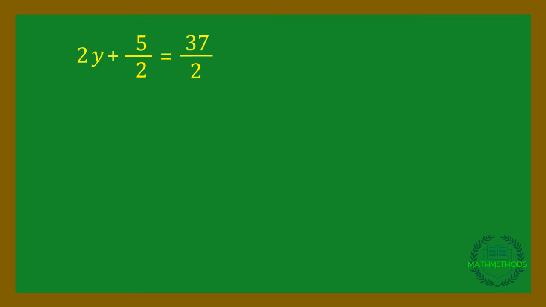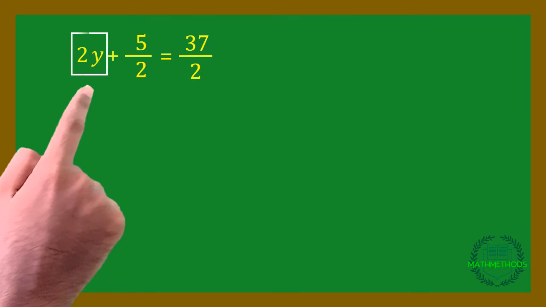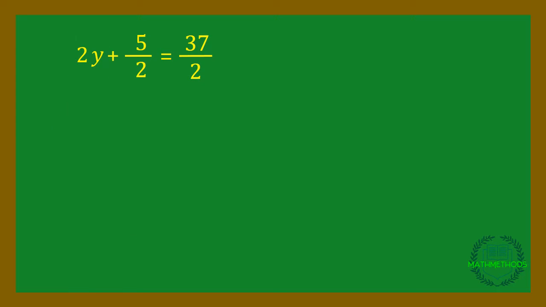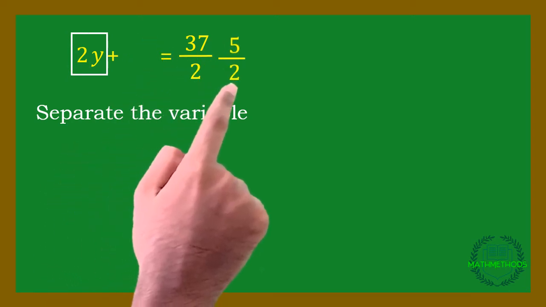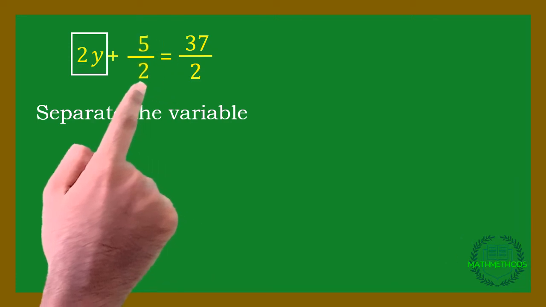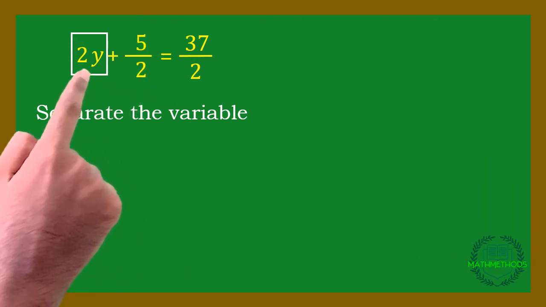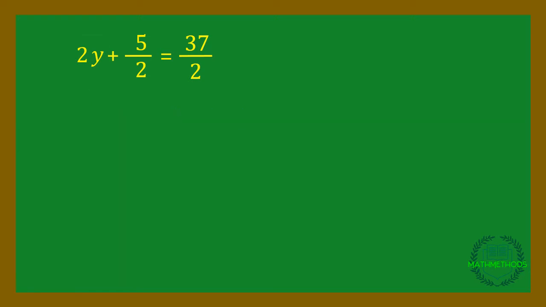If in case the variable is in the right hand side, then interchange the sides of the equation to bring the right hand side to the left and the left hand side to the right. In this equation, the variable is already in the left hand side, so there is no need to interchange the sides. The first step in solving the equation is to separate the variable. Move all other terms except the variable term to the right hand side, leaving the variable term alone in the left hand side.